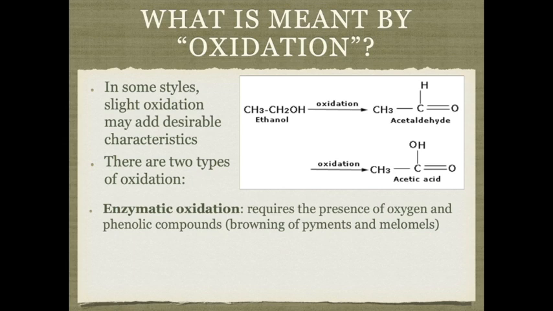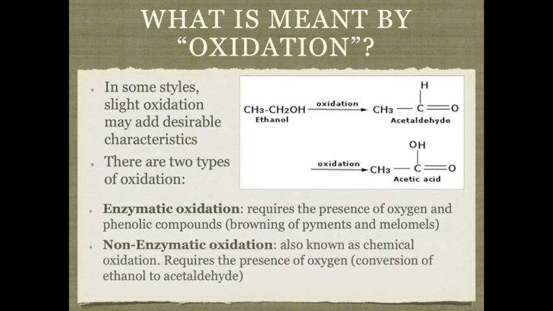There are two types of oxidation. There's enzymatic oxidation. This requires the presence of oxygen and phenolic compounds, and this is what causes browning in fruit-based meads such as piments and melomels. Think of the apple after you cut it and how it starts turning brown. Now, this type of oxidation does not occur in a traditional mead that does not have phenolic compounds. However, you can have non-enzymatic oxidation occur as well, otherwise known as chemical oxidation, which requires the presence of oxygen and results in conversion of ethanol to acetaldehyde, and this can occur in any type of mead, so in a traditional mead or any of the other types of mead.